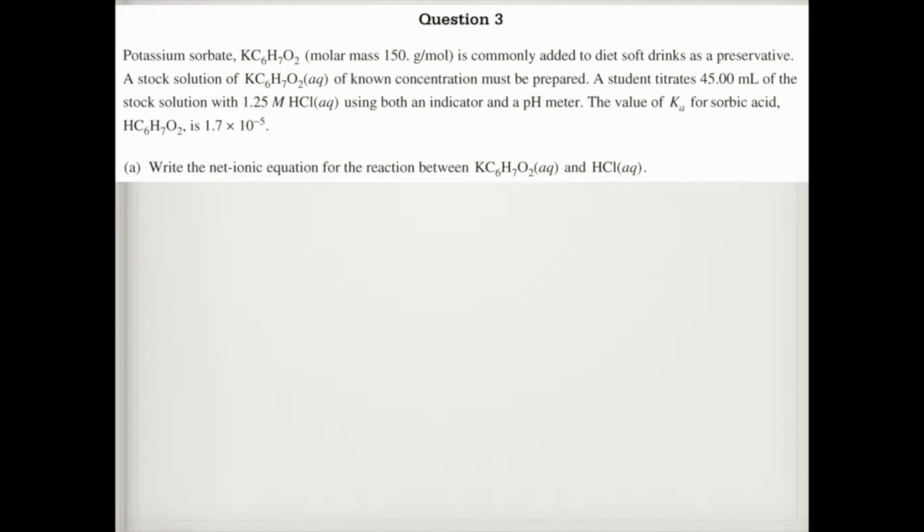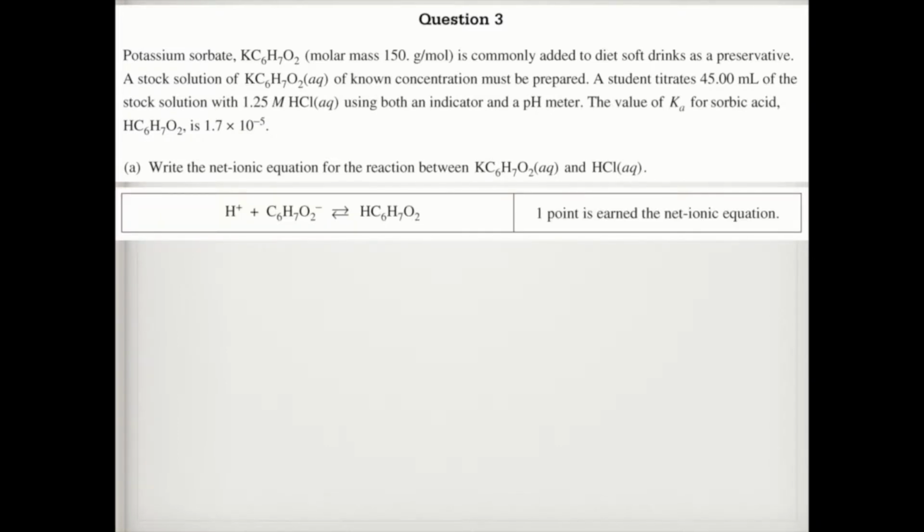Write the net ionic equation for the reaction between potassium sorbate and hydrochloric acid. So remember, potassium sorbate, ignore the potassium, right? Because we're just concerned about the weak base here, which is the C6H7O2 minus. So that's going to react with hydrochloric acid, which is a strong acid. So it's going to be H plus and C6H7O2 minus, and that's going to produce your weak acid. So you got 1 point for that.